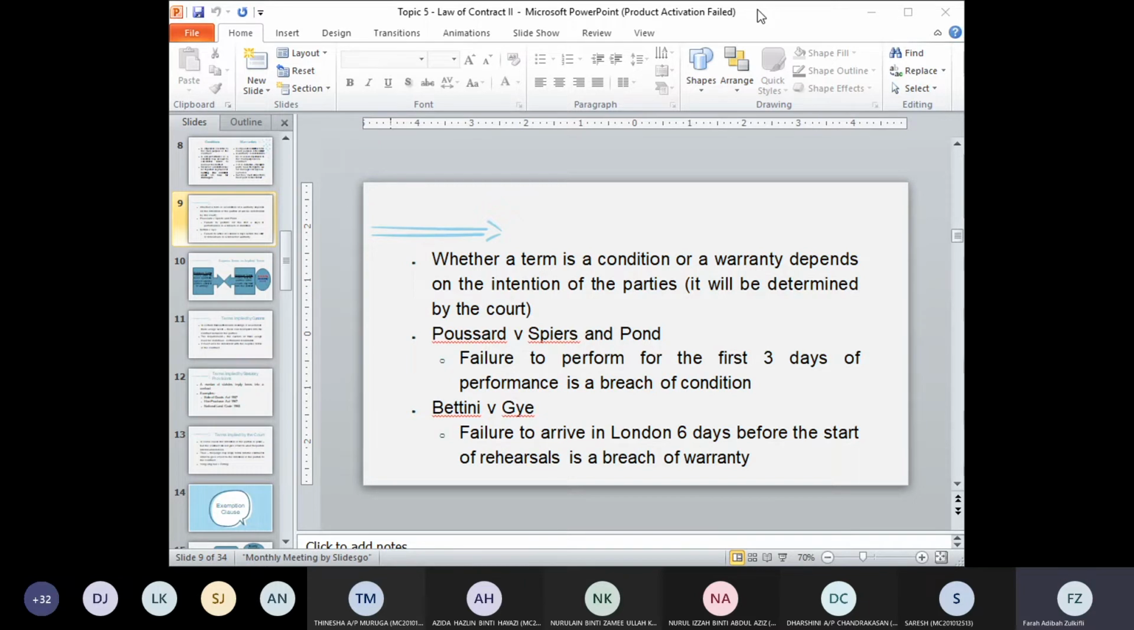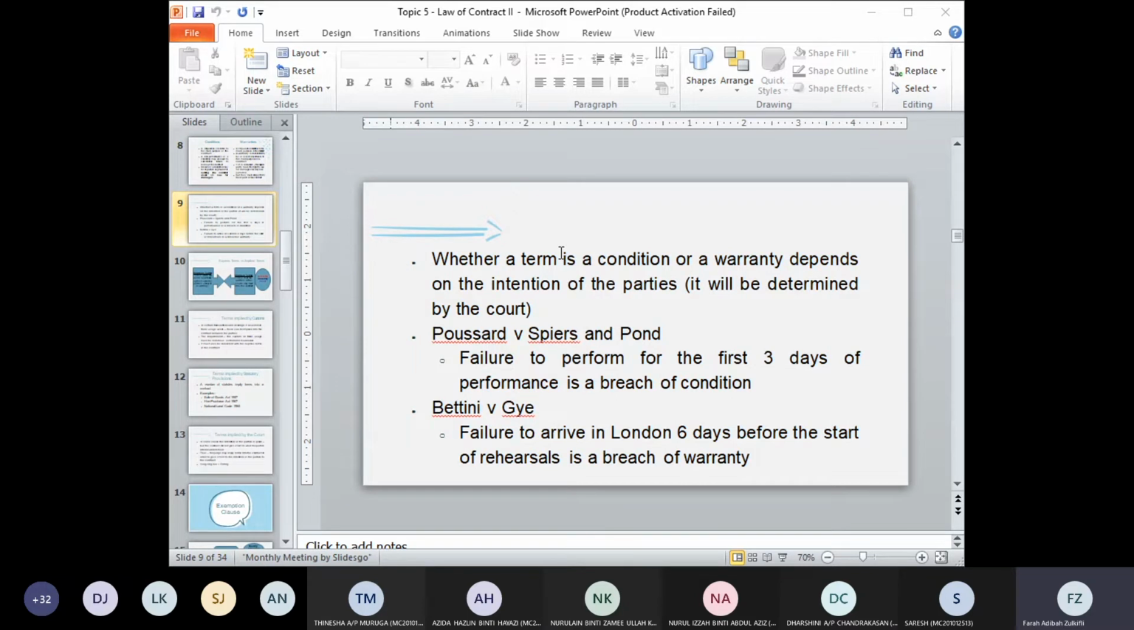However, just before the opera starts, Posar fell ill. She became sick, so she was unable to perform for the first 3 days of the performance. The company is quite diligent, so they already had a backup singer who would perform in the event Posar was unable to perform. So when Posar fell ill just before the start of the opera, the defendant used their backup singer to perform during the first 3 days of the performance.